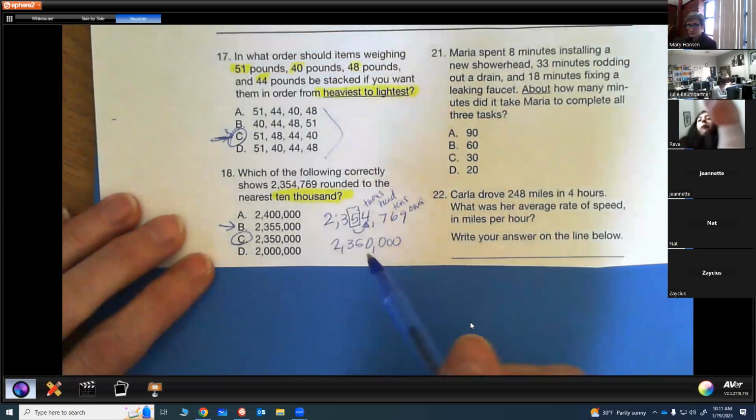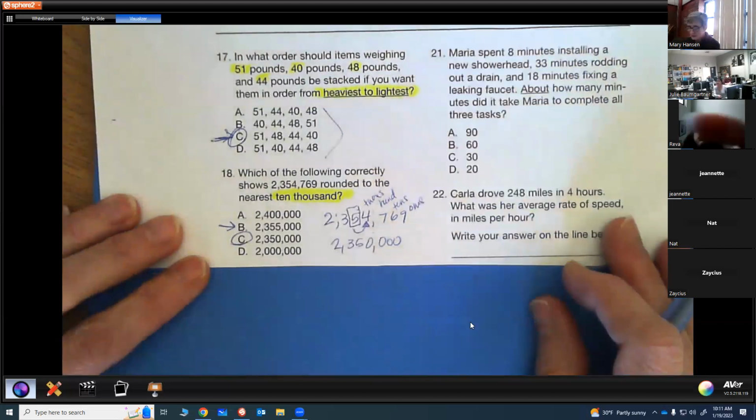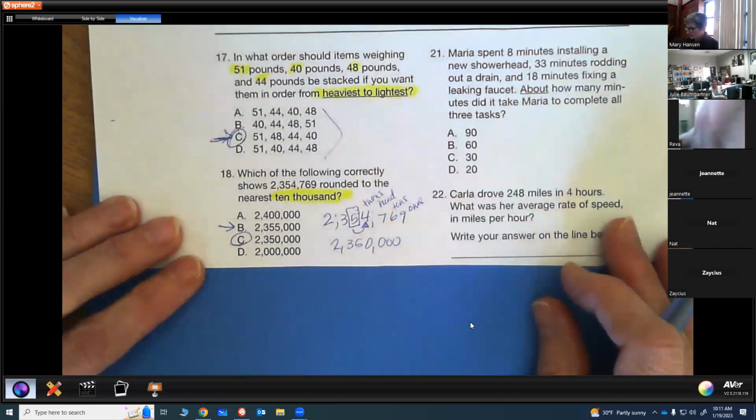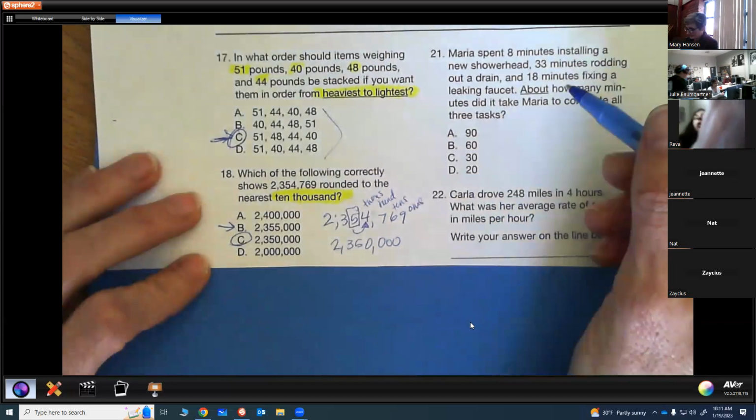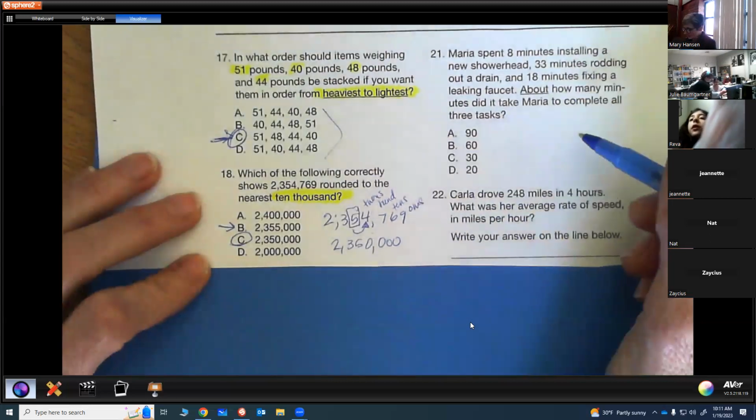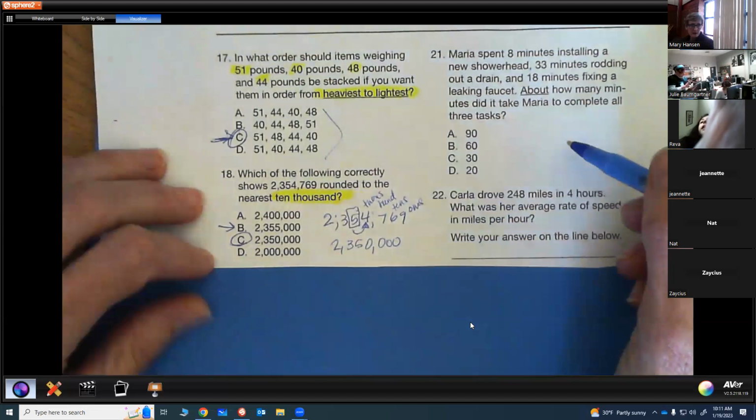How are you guys feeling about place value? Do you need to review them in more depth? Did you finish? I think so. Did you fill it all the way? Oh, no. Okay, number 21.